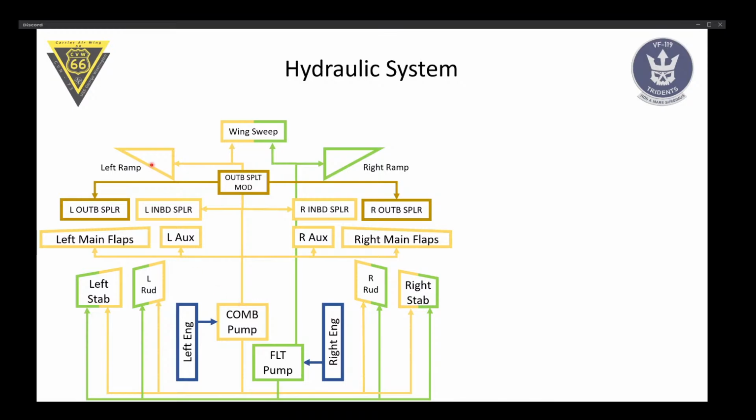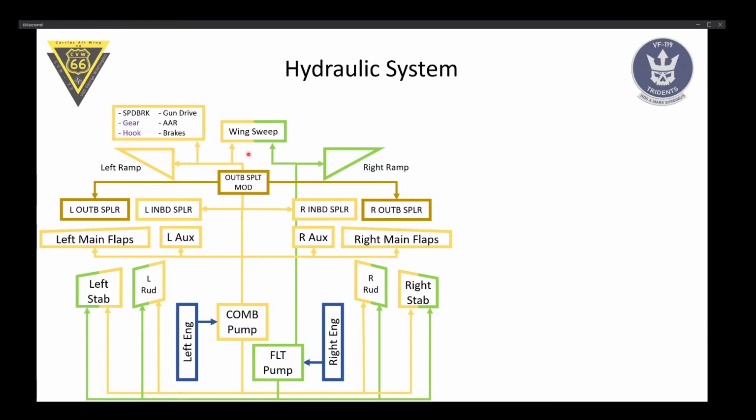Then we have our left and right rams. As you remember, you have these actuators that position the rams, and they are hydraulic, and they work from their respective sides. So the combined side is the left side, it powers the left DCS, and the flight side is the right side. However, both sides drive the wing sweep motors. If one of these pumps would fail, you would only have half the wing sweep rate.